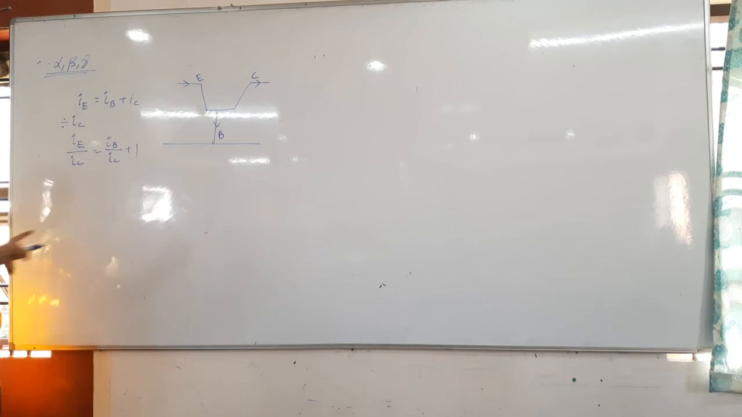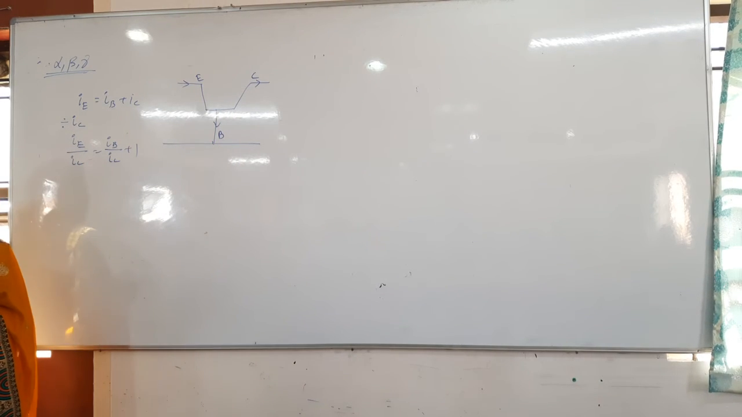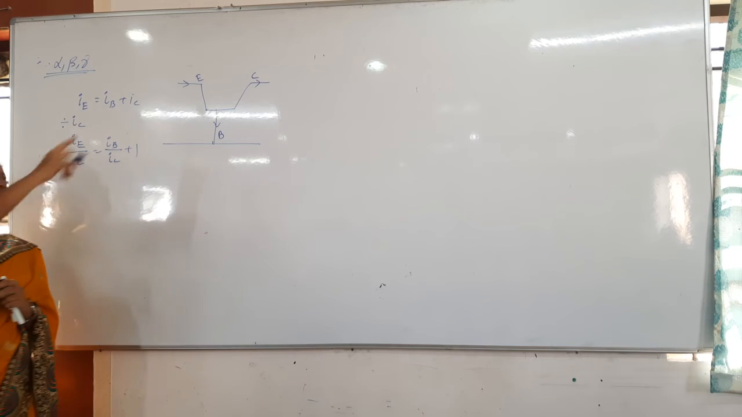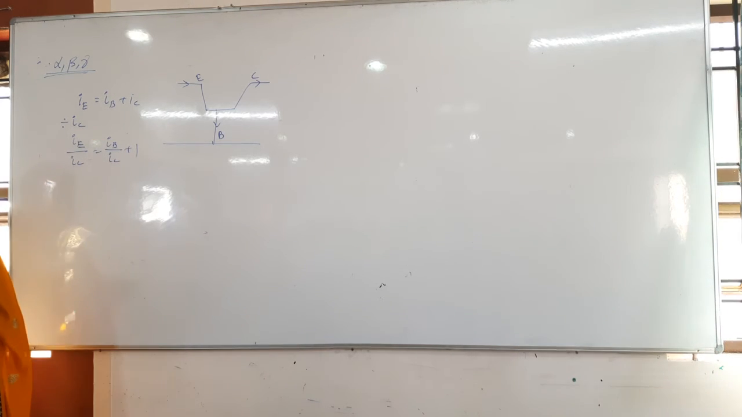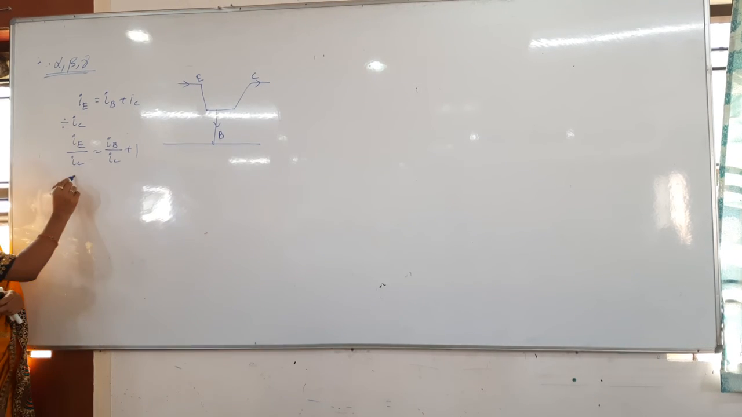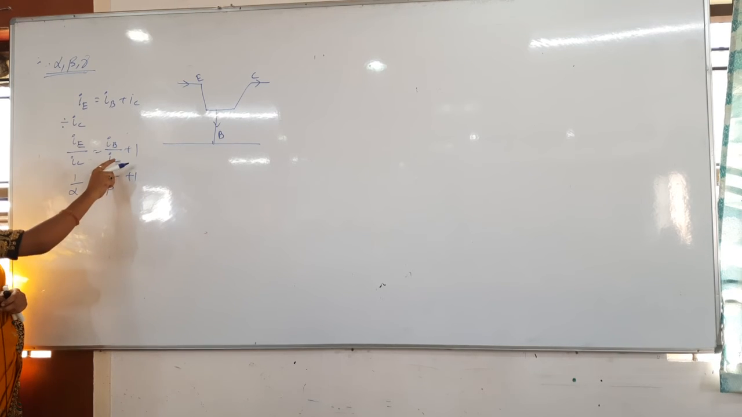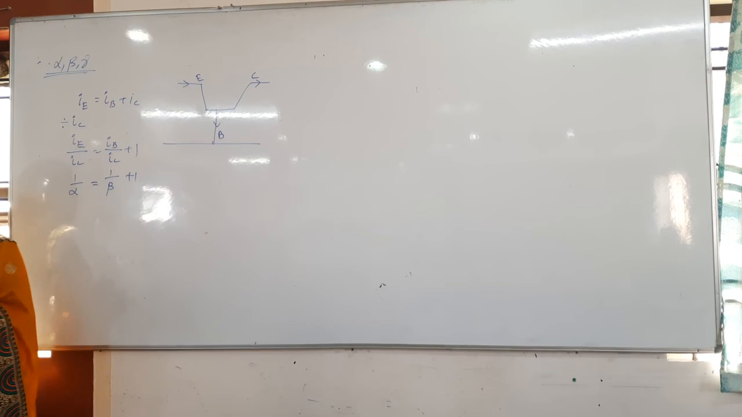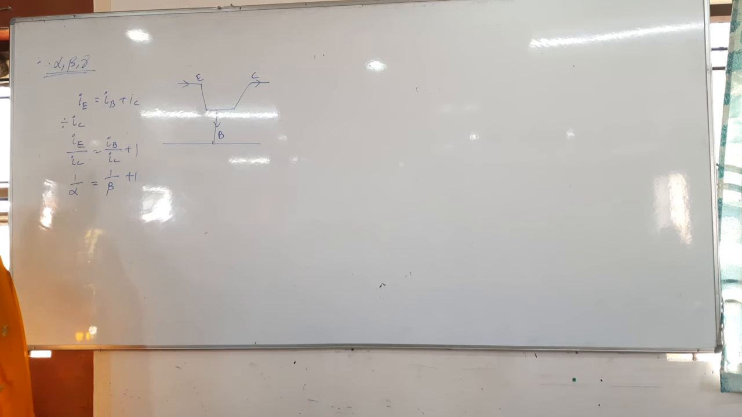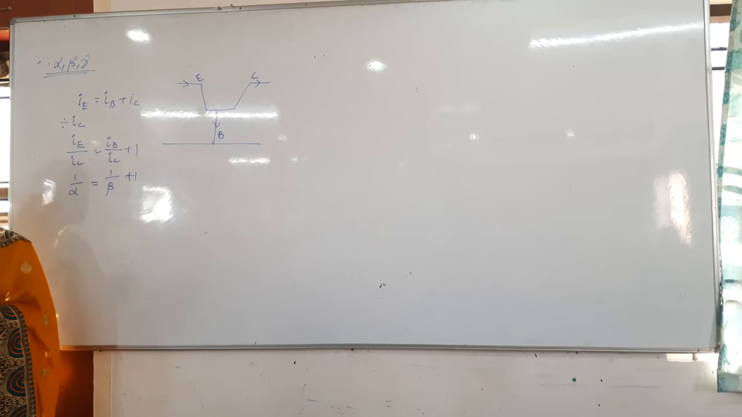Who is the output for the common base configuration? Collector is the output and emitter is the input. Alpha is equal to what will you get? IC by IE, output by input. So here what we have is IE by IC. So what do we write? 1 by alpha, and that is equal to 1 by beta plus 1. Why 1 by beta? This is B and C. Which is absent? Emitter is absent. For the common emitter, which is output? Collector is the output, base is the input. So IC by IB is beta, and IB by IC is 1 by beta, we will get.